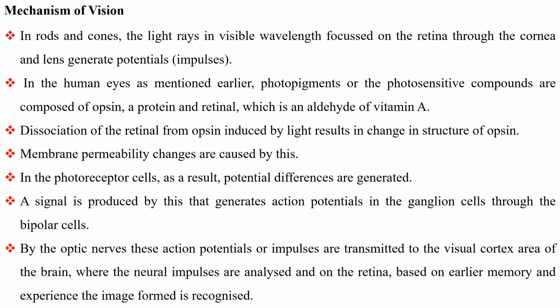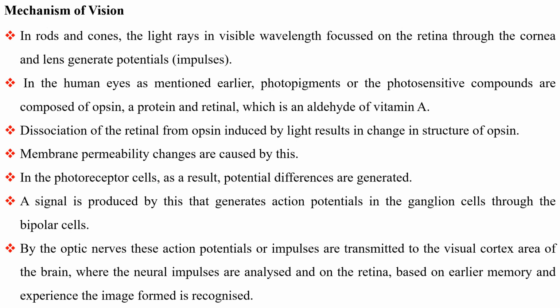Dissociation of the retinal from opsin induced by light results in change in structure of opsin. Membrane permeability changes are caused by this. In the photoreceptor cells, as a result, potential differences are generated. A signal is produced by this that generates action potentials in the ganglion cells through the bipolar cells.